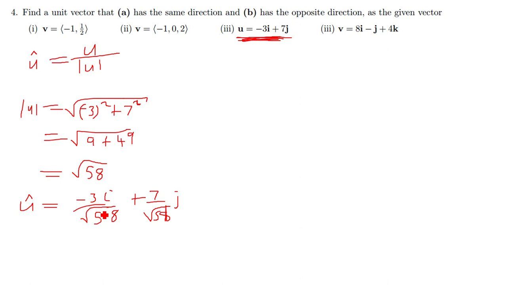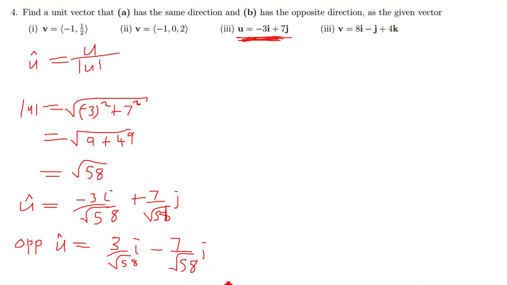So to find the unit vector in the opposite direction of u, you multiply everything by negative, meaning you just remain with 3 over the root of 58 i, minus 7 over the root of 58 j.